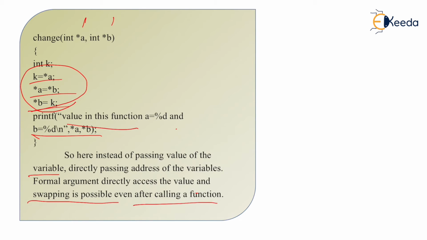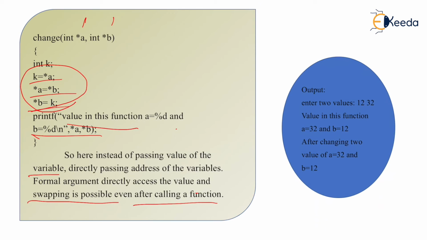Are you getting the thing? So you don't need to worry about what value you are providing. We just have to think about the addresses of the variables. So the value of the address will not get swapped. Actually, the values at the address locations of the variables get swapped. On the basis of that, the values will get swapped for a and b. So see here, the output is enter two values. Initially we are giving 12 and 32. So the values in this function are 12 and 32. After changing two values, you get 32 and 12 because the values at the addresses get changed.